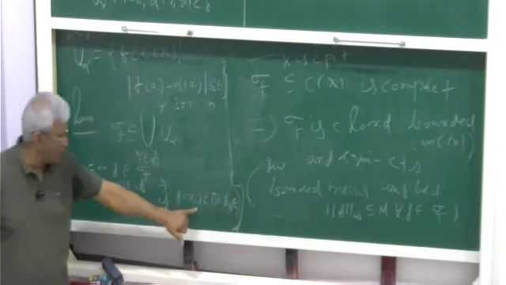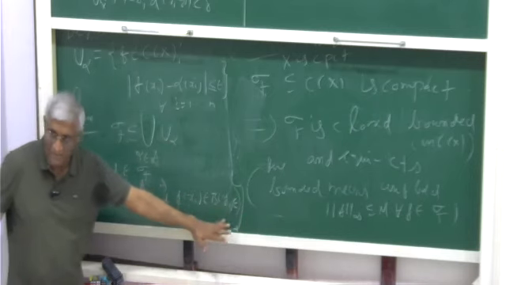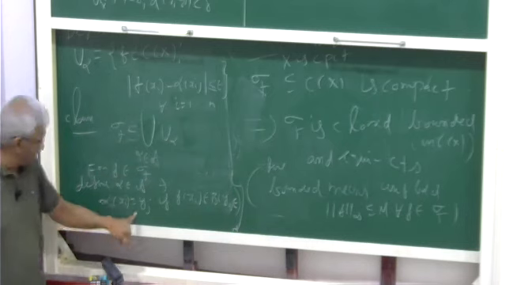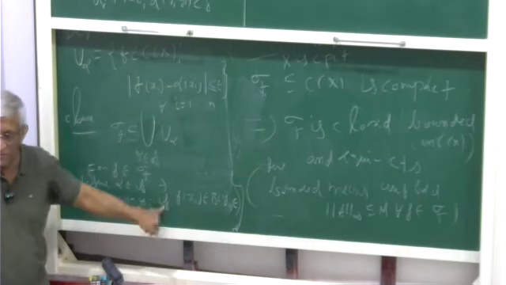F of xj is going to land up in some yj epsilon. Then you define alpha of xi equal to yj. For each xi, this is true.